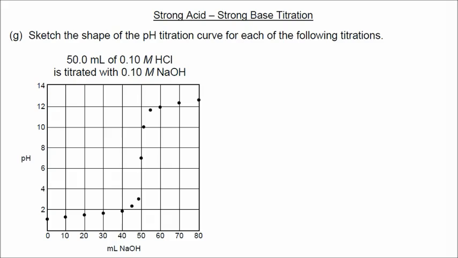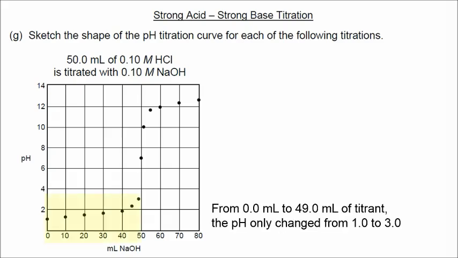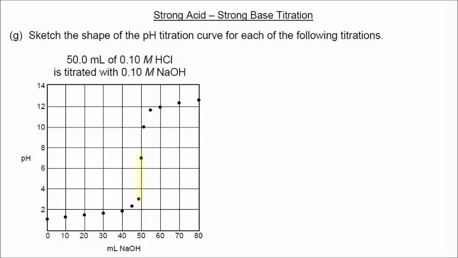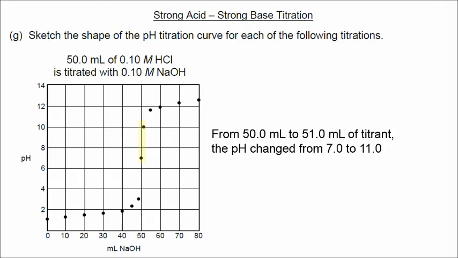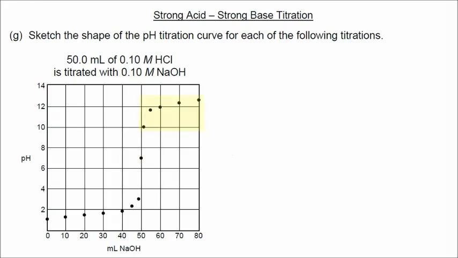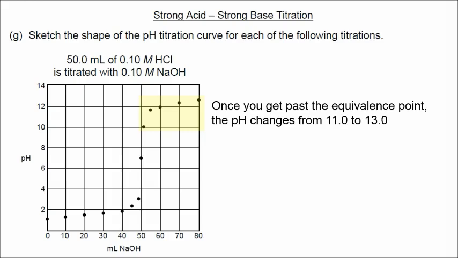strong base. The pH starts out low. So from 0 mils to 49 mils, the pH only changed from 1 to 3. Then the pH changed from 3 to 7 in the next milliliter. Then the pH changes from 7 to 11 during the next milliliter. And then finally, if you kept going beyond the equivalence point even further, the pH would start to level out around 11 to 13. It starts to level out. So it starts out low, rises rapidly, and then finishes high.